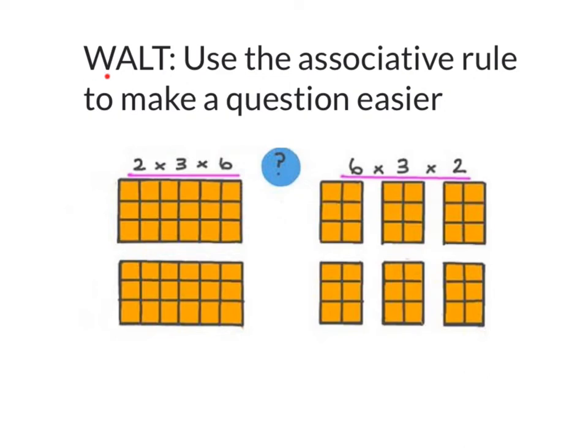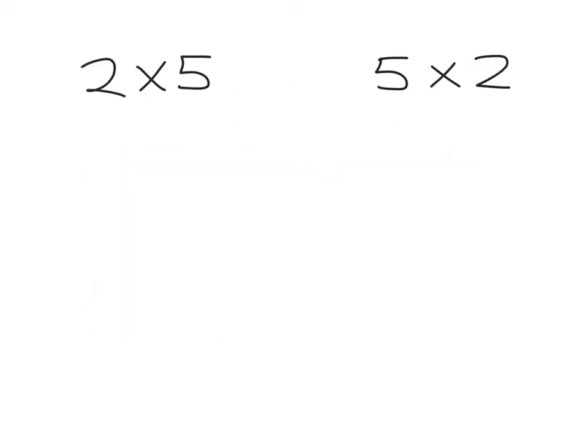We are learning to use the associative rule to make a question easier. So last week we talked about how 2 times 5 is different than 5 times 2, but they both give the same answer. Let's have a look at why.